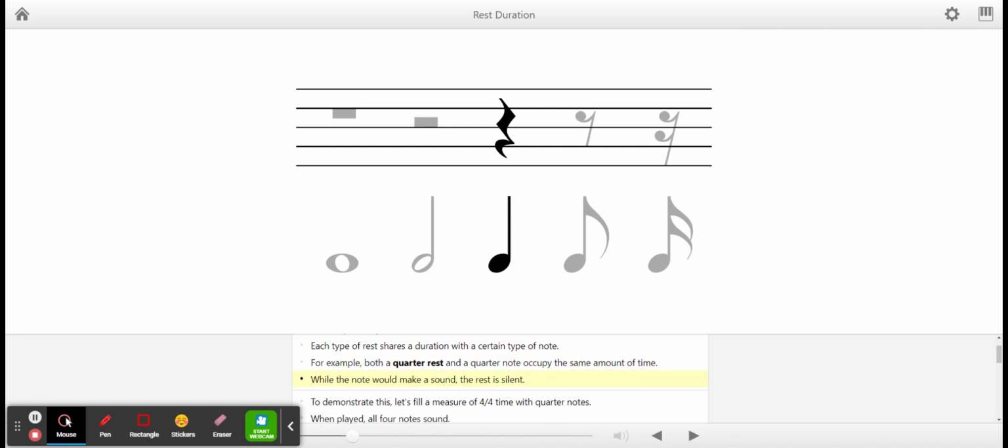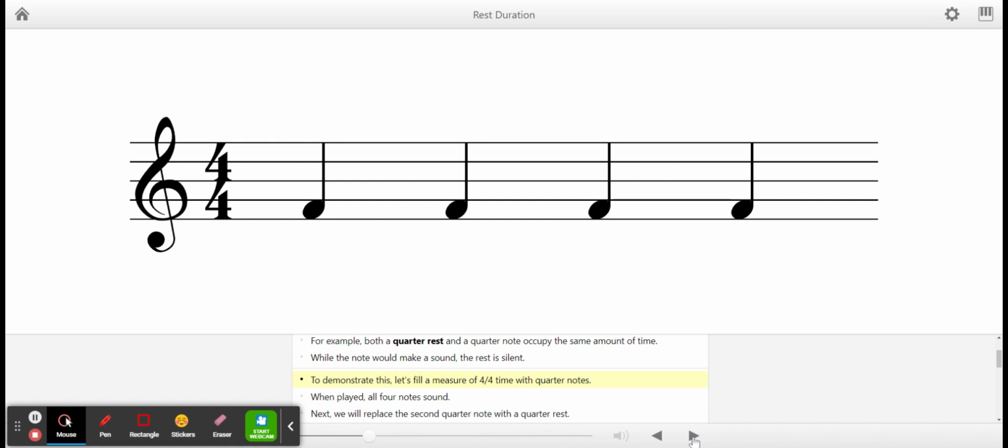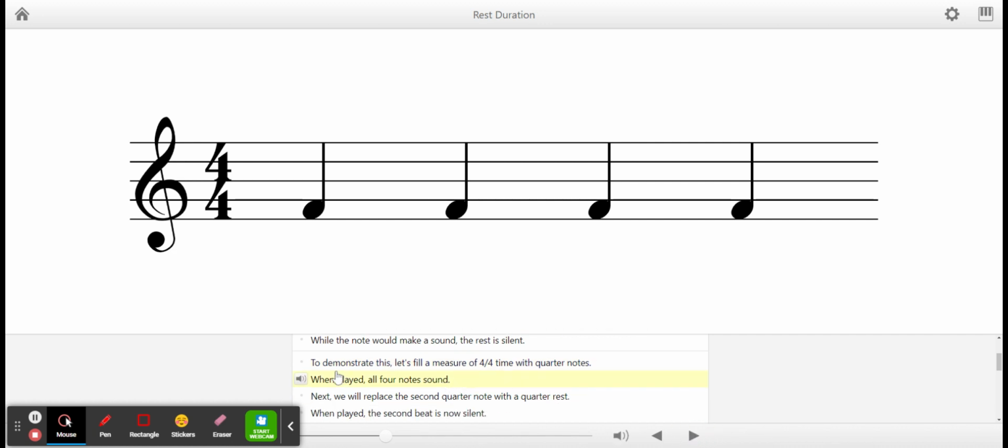So the note equals sound, while the rest equals silence. Remember that. Notes equal sound, rest equals silence. So we have 4 quarter notes. When we play them, they all make a sound. So it'd be like 1, 2, ready, go. So bum, bum, bum, bum. Let's take a listen for a second.